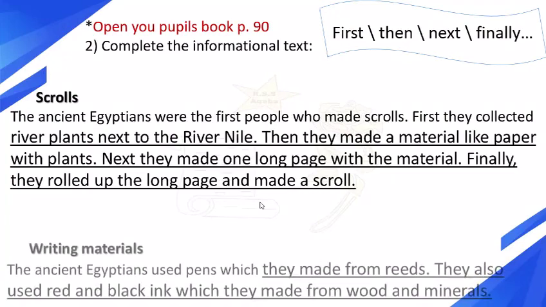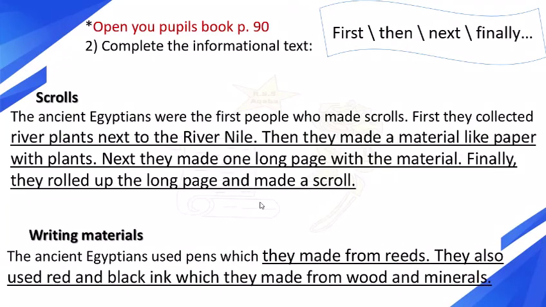The next paragraph. Writing materials. The ancient Egyptians used pens which they made from reeds. They also used red and black ink which they made from wood and minerals.